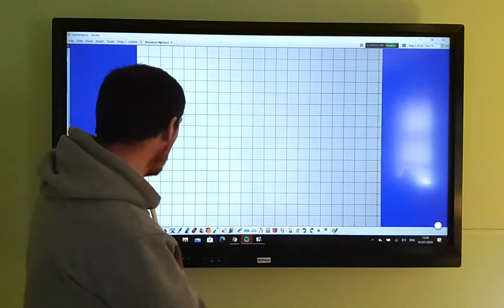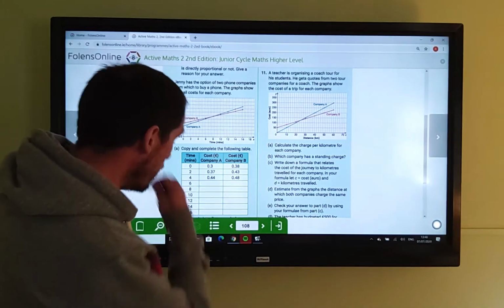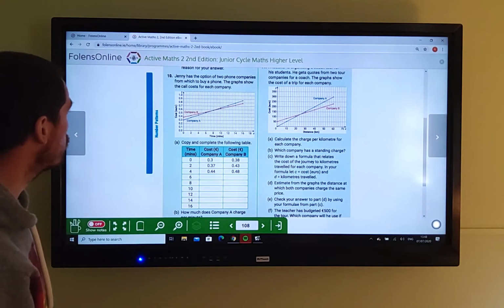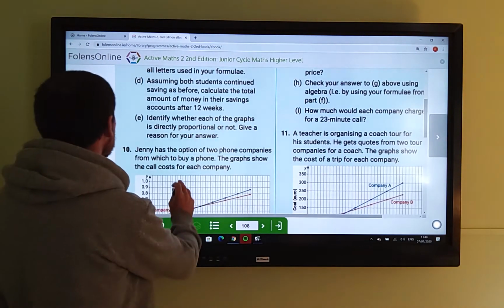How's it going, guys? I was just asked to do a question. It's a junior sub question to do with linear patterns, and the question was question 10 on page 108. Okay, so the question basically is this.